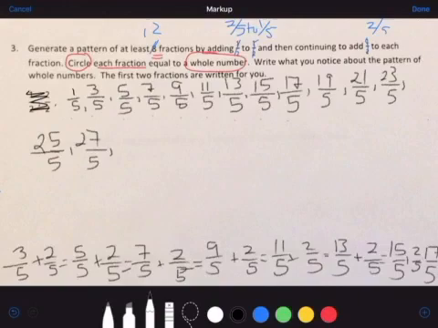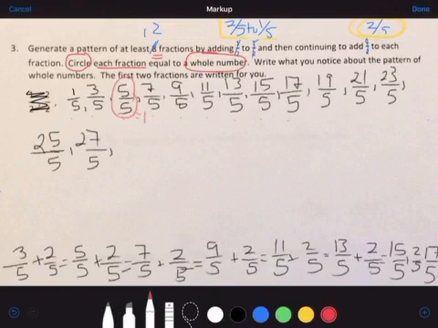Generate a pattern. We've created a pattern of at least 12 fractions. I did 12, 14 if you include the two that were done for us. By adding 2/5, right? I added 2/5 to 1/5, and then continuing to add 2/5 to each fraction. Now we need to circle each fraction that's equal to a whole number. Is 1/5 equal to a whole number? No. 3/5? No. 5/5? Yes, 5/5 is equal to 1. 1 is a whole number.